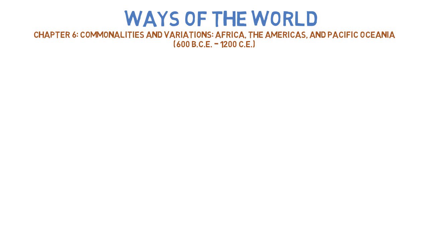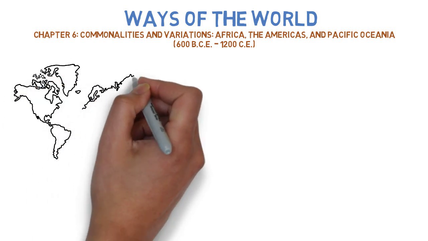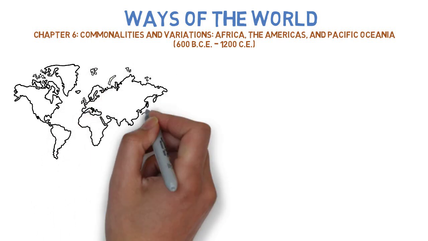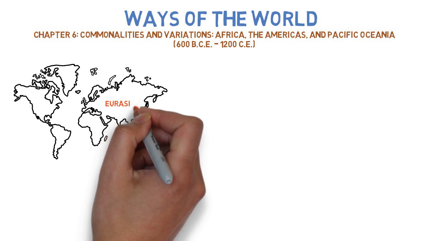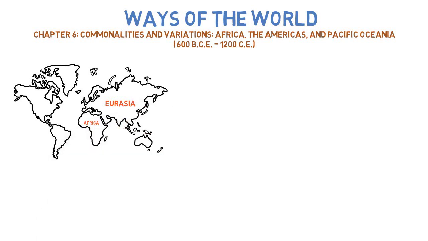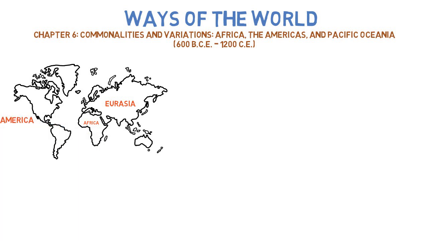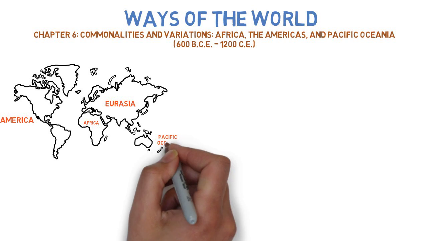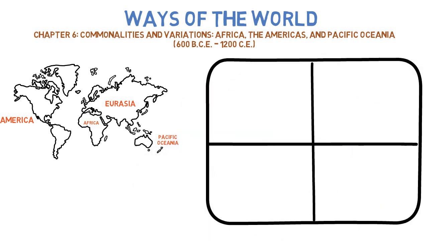Ways of the World. The focus of Chapter 6 takes us away from Eurasia and brings us to Africa, the Americas, and Pacific Oceania. And this chapter is the last chapter of Part 2, which focuses on Second Wave Era civilizations, which were those civilizations that began and flourished roughly between 600 BCE and 600 CE.